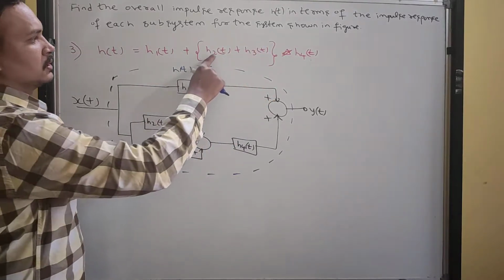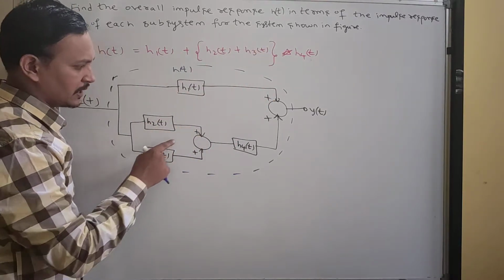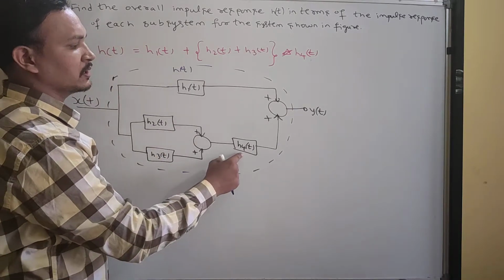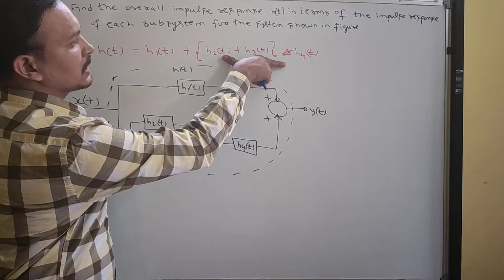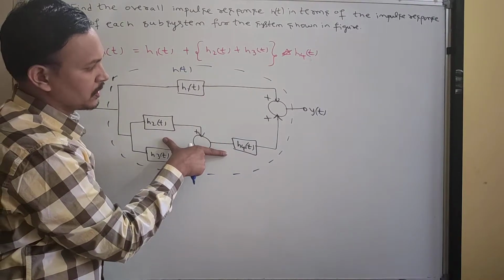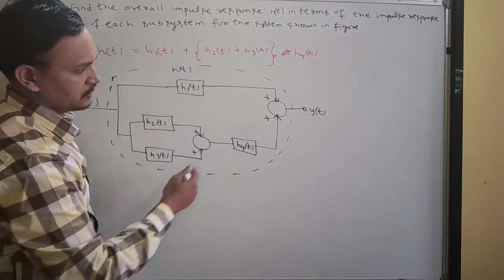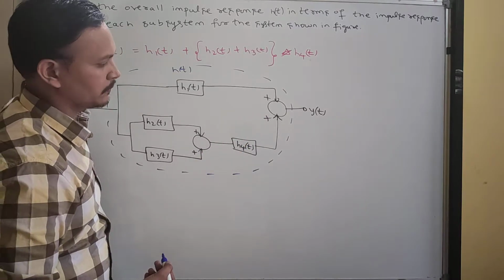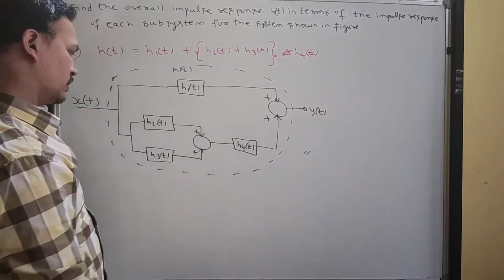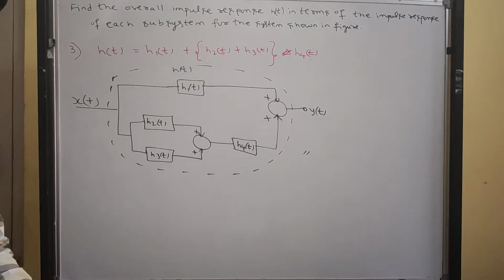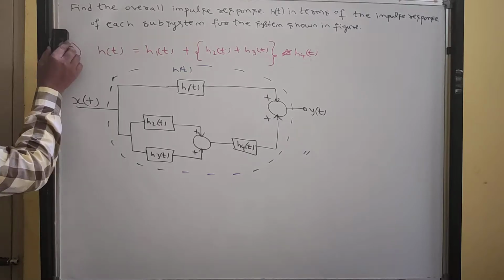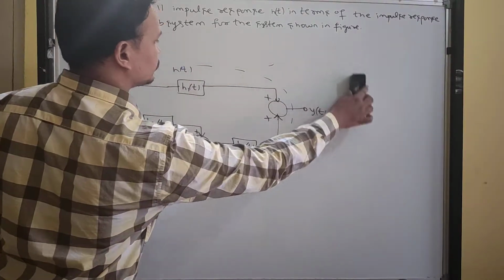Look here, h2(t) plus h3(t) get added, and that answer is multiplied with h4(t). Multiplication uses convolution, so this entire equation represents this diagram. Then that gets added with h1(t). The same thing I wrote. Fine. So pause the video and copy down the answer. Next we can go to the next question.